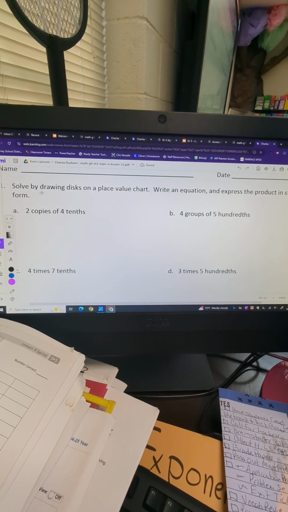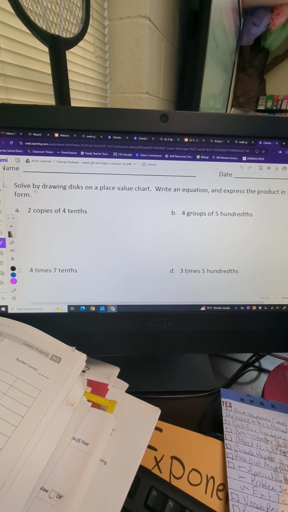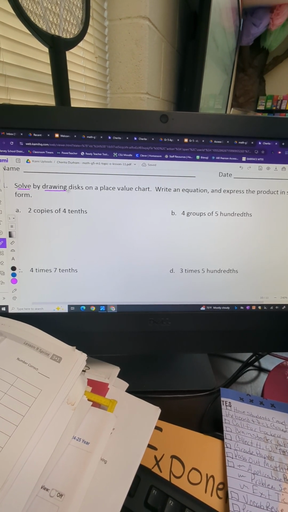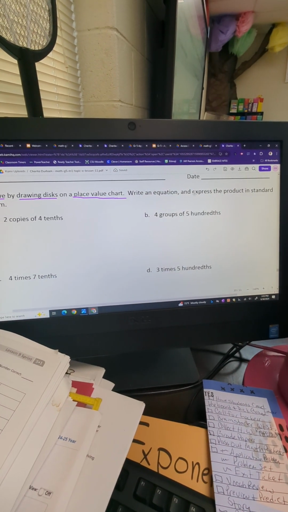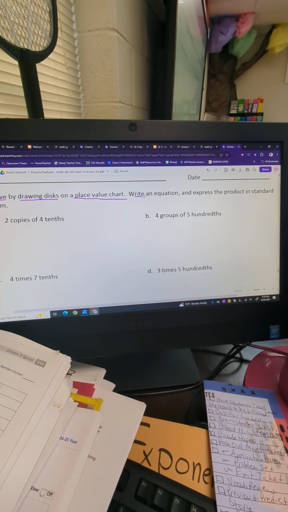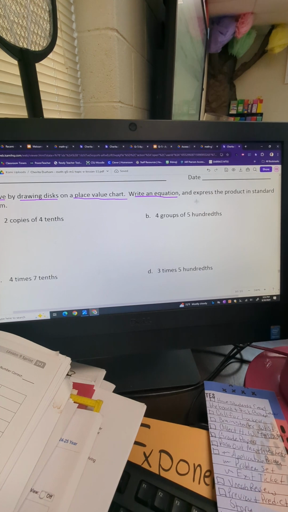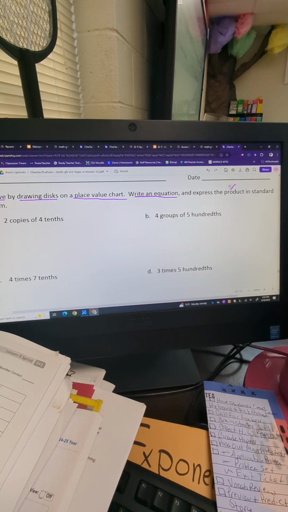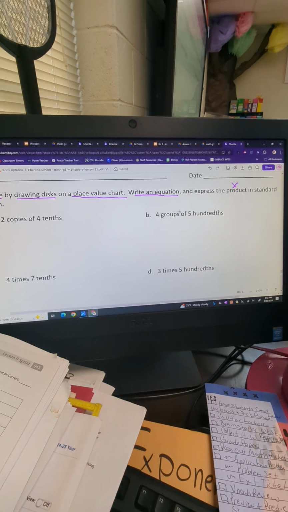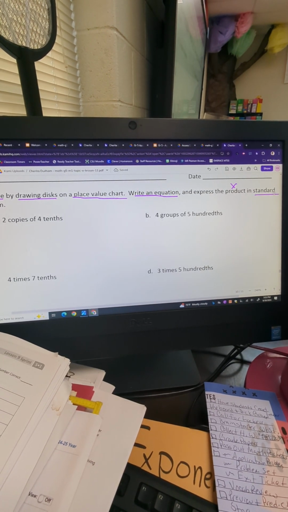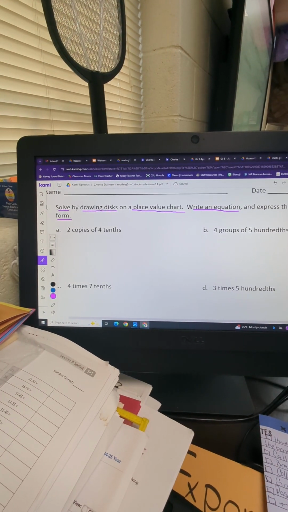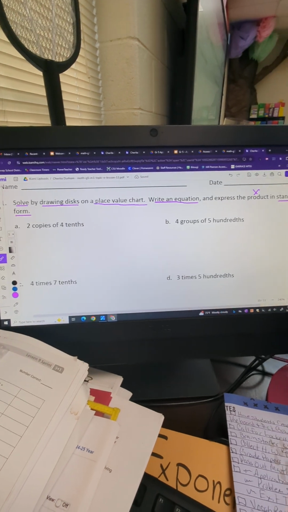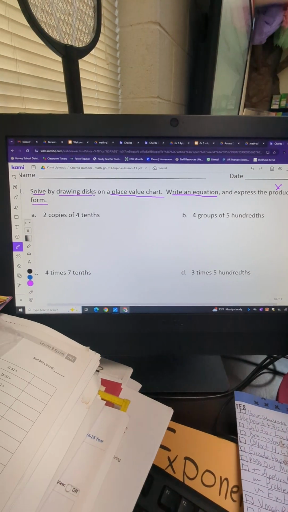So here it says solve by drawing disk on a place value chart. So we have to solve the problem by doing what? Drawing disk on a place value chart. That's one. Next, it says write an equation and express the product in standard form. Write an equation means to write a math problem, and to express in math means to give the product in standard form. Product is the answer when you multiply, right? So we're going to write an equation and give our answer in standard form, okay? So really two major tasks. One, we're going to solve the problem using a place value chart and drawing disk. And two, we're going to write the equation and give our answer in standard form.